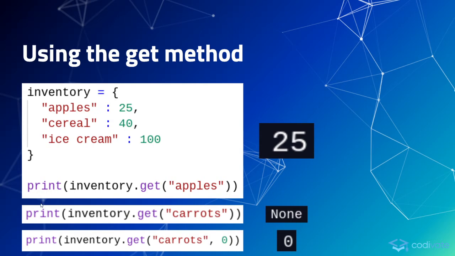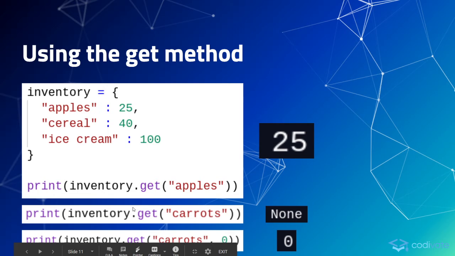But let's say we tried to print something that doesn't exist. Let's say we thought we had carrots, but it turns out there's nothing. We print inventory.get carrots. Well, there's no key here that is carrots, so none. We don't have any carrots. But if we have no carrots, let's say we wanted to specify that in our dictionary. We wanted to create a carrots key and assign it a value of 0. In order to do that, this is the syntax we would have to use.